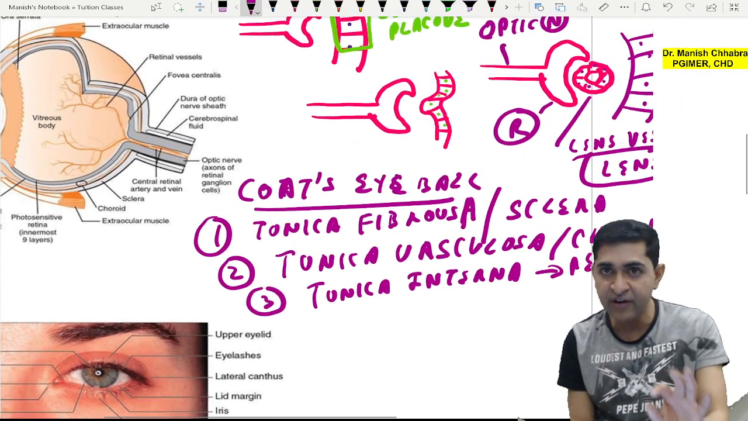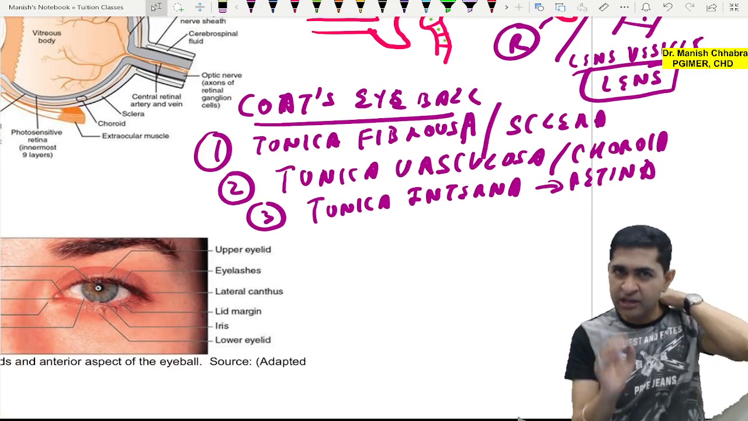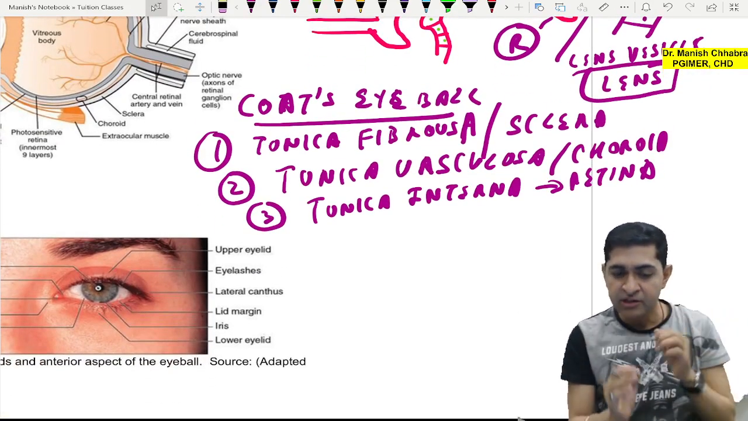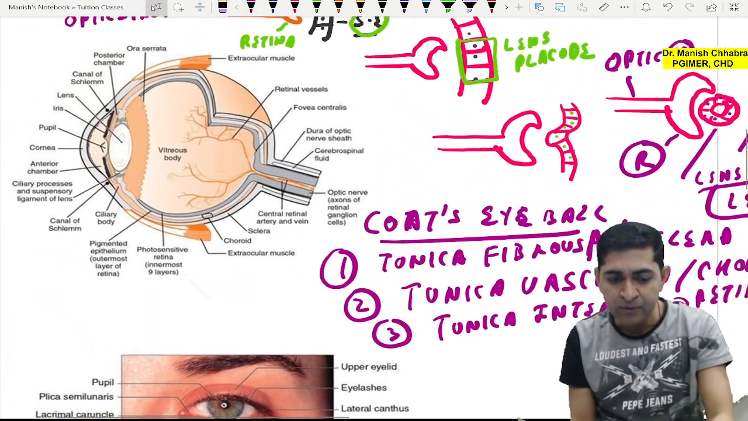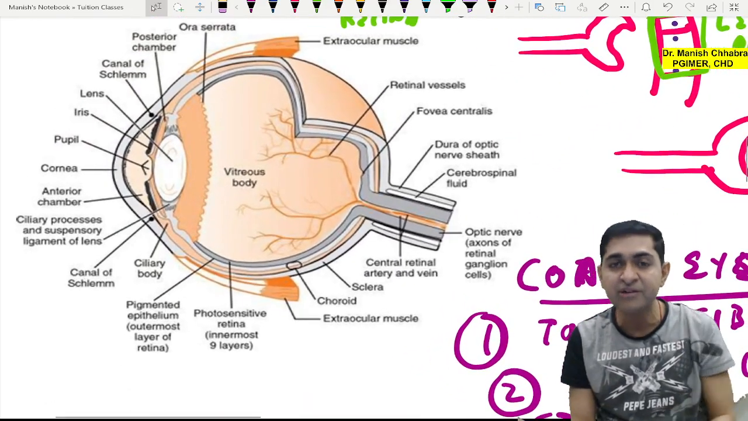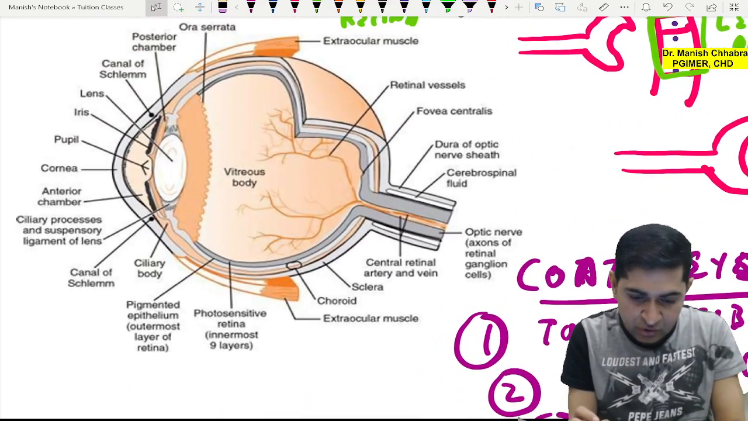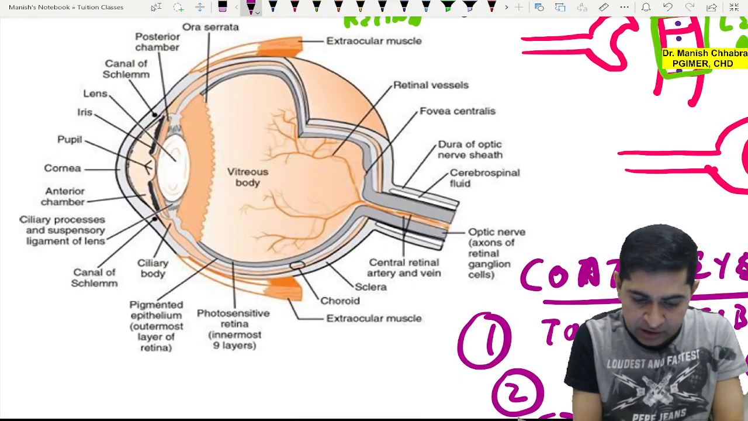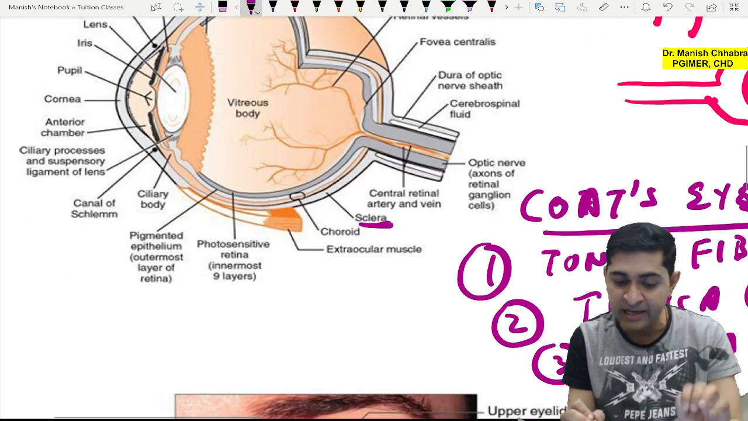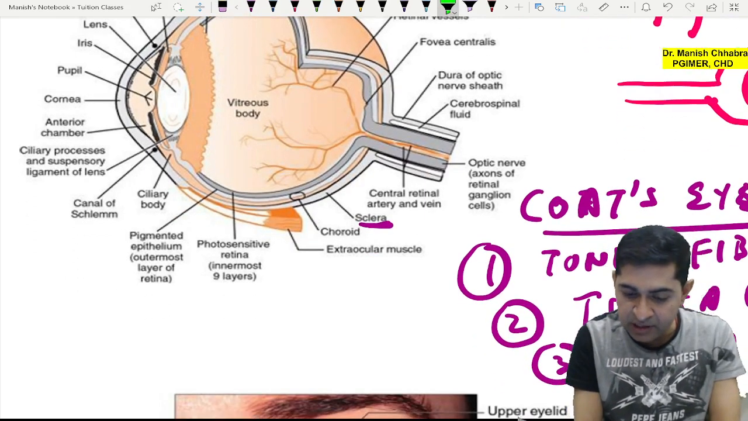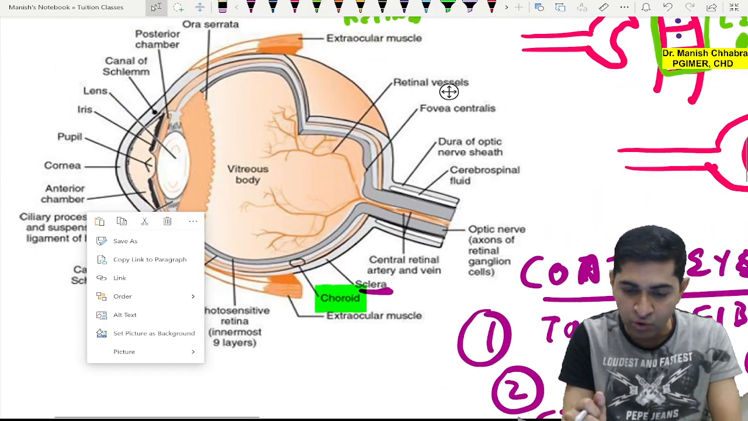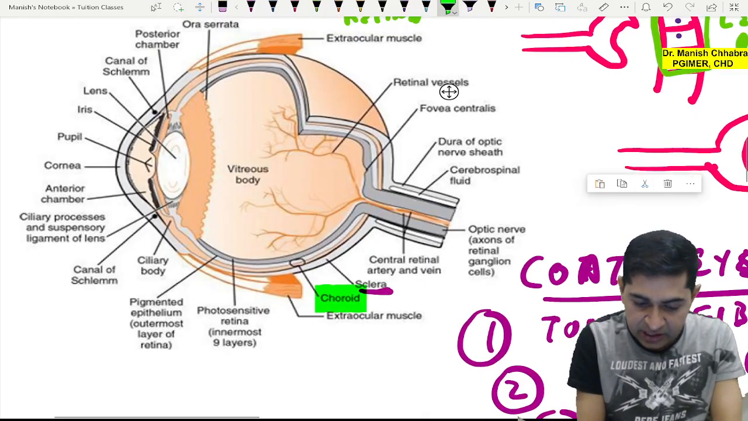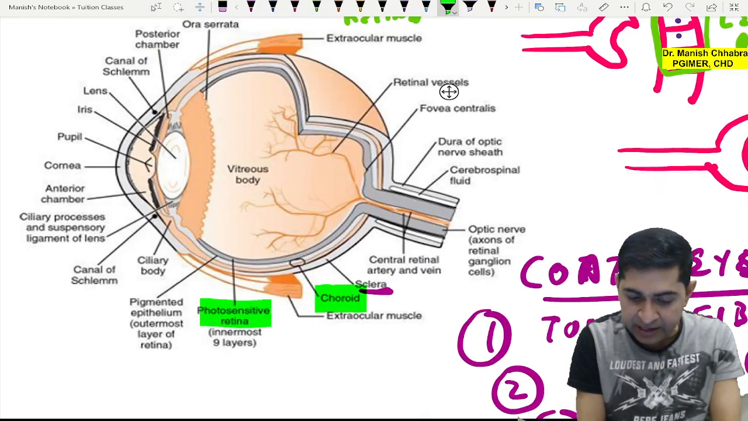So there are 3 coats of the eyeball. Now let's identify these 3. I hope you have written it. Take the notes very carefully. Once we know there are 3 coats of the eyeball, let's identify them here. Check this out. This outermost coat is your sclera. Can you appreciate? I am highlighting it. Then the middle coat is your choroid, just near to the sclera. Then the innermost coat is your retina.